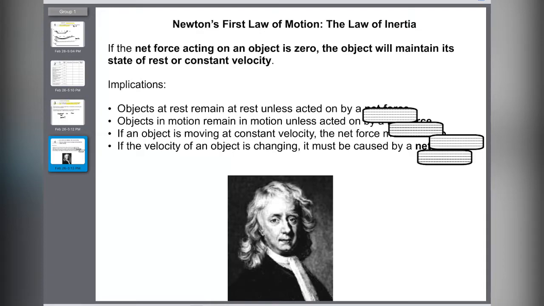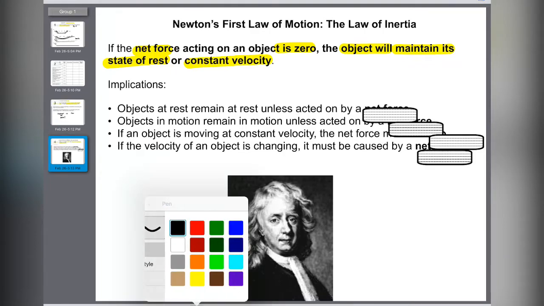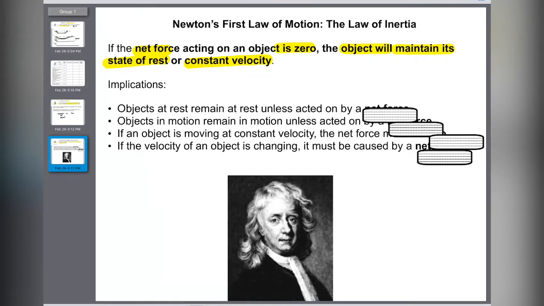This is what Newton's first law is saying. They're saying that if the net force is 0, the object will maintain its state of rest or constant velocity. If you remember from the beginning of class, whenever something is at rest or at constant velocity, meaning the velocity is not changing, we say that the acceleration is 0. It's not changing speed, it's staying the same.